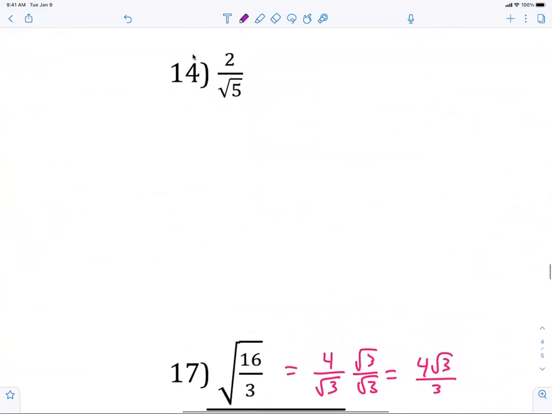Now, don't forget when you're dividing, you have to rationalize. So just multiply the top and bottom by radical 5. So this was 2 radical 5 over 5. Anybody have any issues with that?